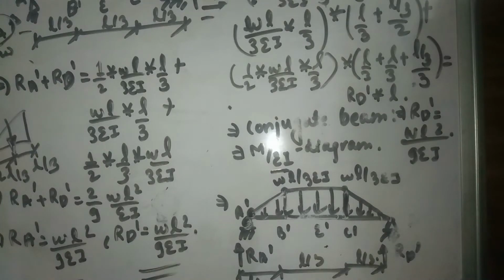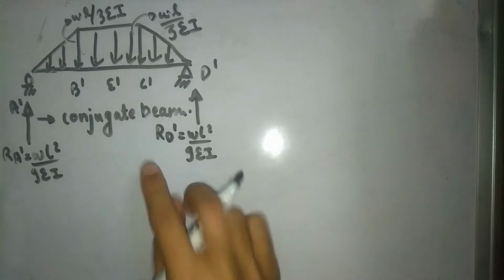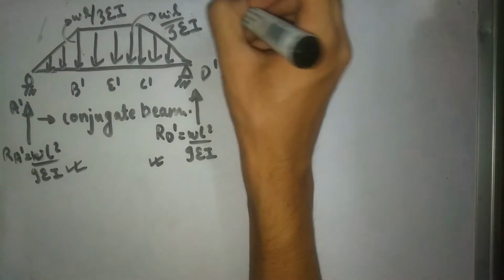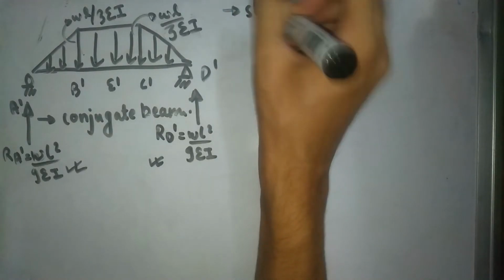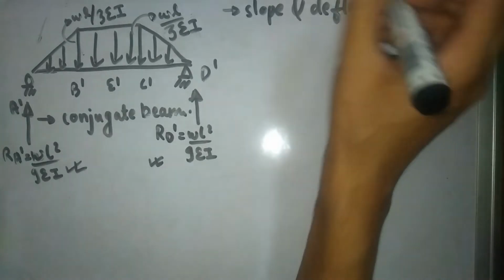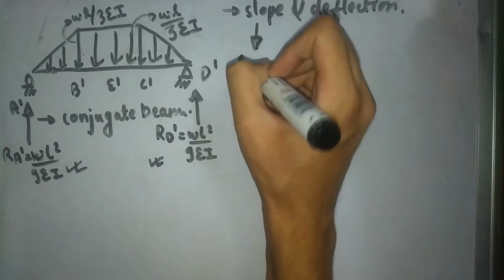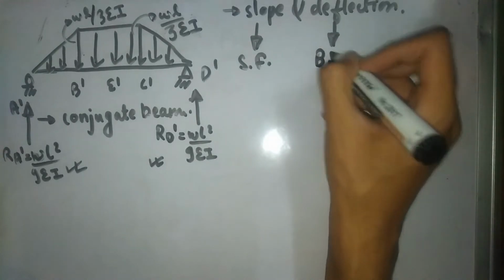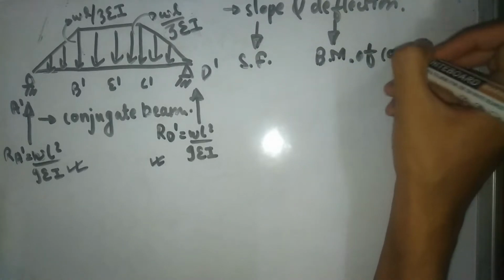So let me rub all this mess and let me write down how we drew our conjugate beam, and we had found our reactions RA dash and RD dash as WL square by 9EI and WL square by 9EI. So as I explained before, in order to calculate our slope and deflection of our real beam, for slope we need to calculate shear force, and for deflection we need to calculate the bending moment of our conjugate beam.